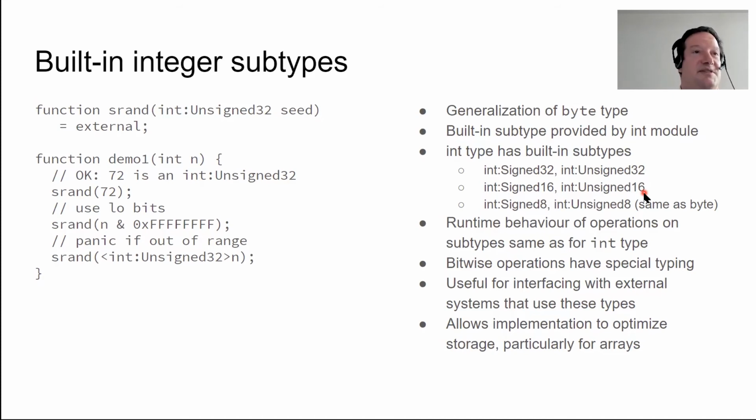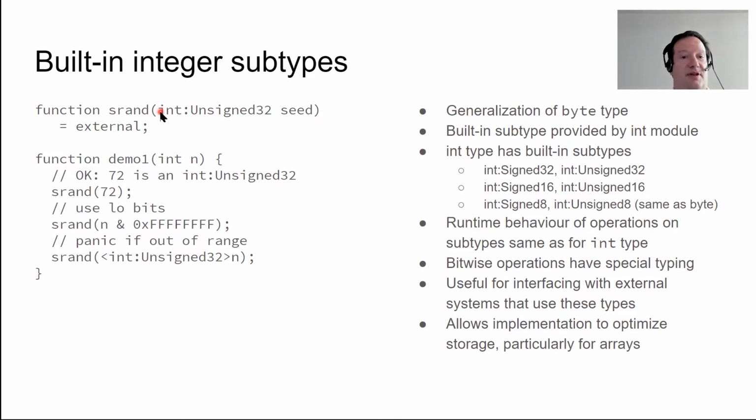You can think of them as just big unions. So int unsigned 32 is just a union of 2 to the 32 things, which would be a bit inconvenient to write, just as a byte is really a union of 256 things. So these are really just big unions of ints. It's a fairly lightweight feature.